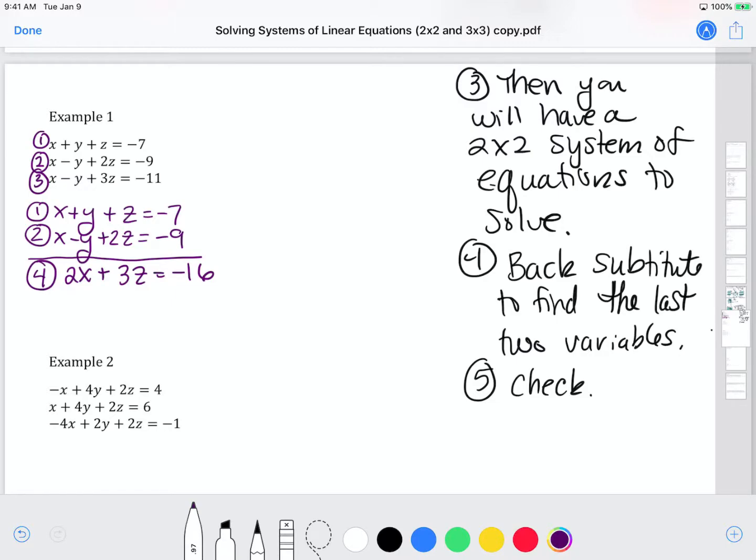Then I'll use a different set of equations. So let's say I use equation 1 and 3. But here's where students go wrong. You have to make sure whatever variable you eliminated in the first two equations, you eliminate that same variable in the second two. So when I pick equation 1 and equation 3, I got to eliminate y again.